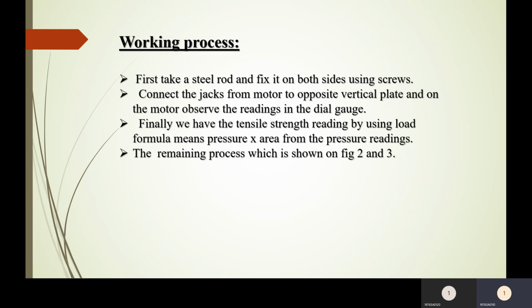Work in process. First of all, we fix the steel rod using side screws and connect the jacks from the motor to the opposite vertical plane. Then we apply the dial gauge on the motor, because we must know how much pressure is applied to it, and we can also manage the pressure.